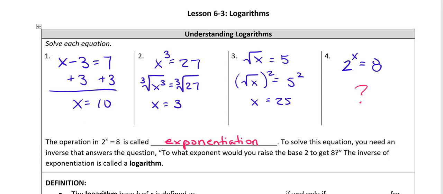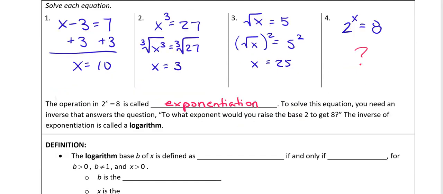Now, sometimes it's pretty easy to figure out what the answer is. So in this case, 2 to what power equals 8? Well, 2 to the third equals 8. But what if we had 2 to the x equals 7? There's no whole power that would equal 7 if we have a base 2. But sometimes we want to know what that answer is. It's going to be 1 point something that's close to 2, but what is it exactly? So in order to figure this out, we ask ourselves, to what exponent would you raise the base 2 to get 8? And that answer is called a logarithm.